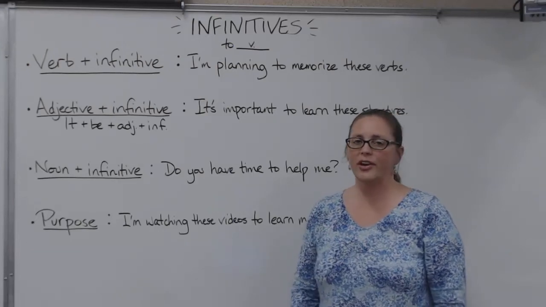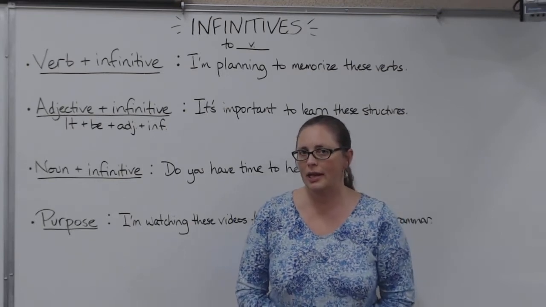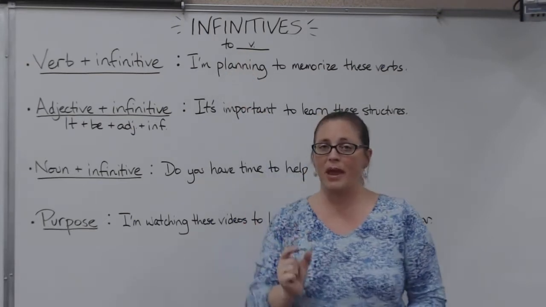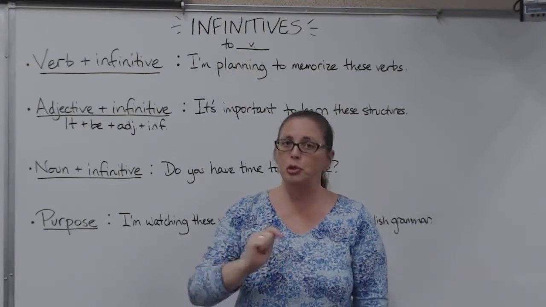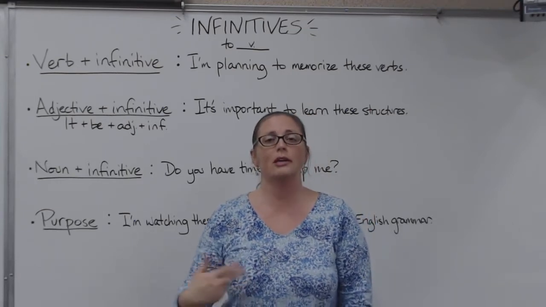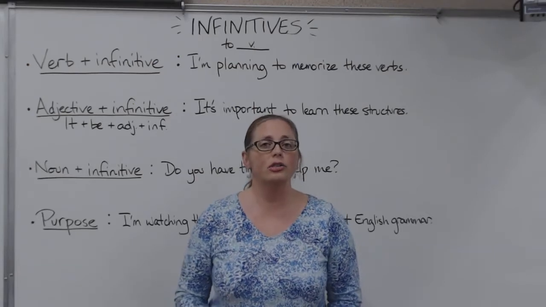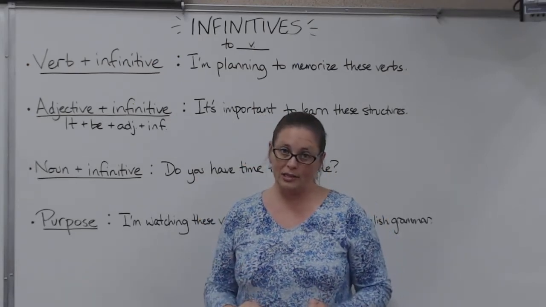Okay, this video is a very brief overview of infinitives and how to use them in English. An infinitive is to plus the base form of a verb, like you find in the dictionary. Put to in front of it. To go, to eat, to run, to walk. These are infinitives, and they are used in a few different ways in the structure of an English sentence.